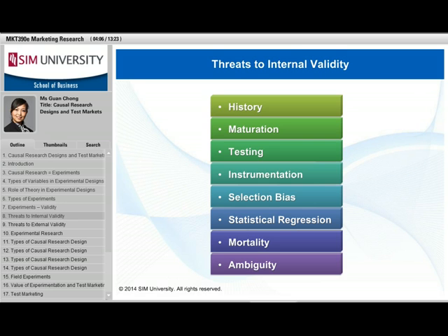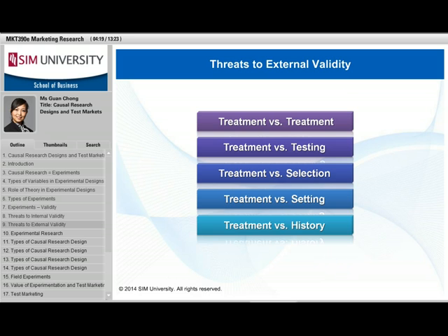There are a number of threats to internal validity due to history, maturation, testing, instrumentation, selection bias, statistical regression, mortality, and ambiguity. There are also a number of threats to external validity due to treatment versus treatment, when test subjects in different treatment groups are exposed to different amounts of manipulations.